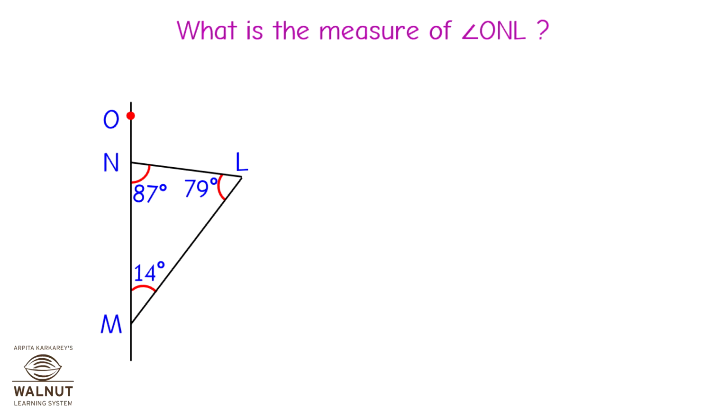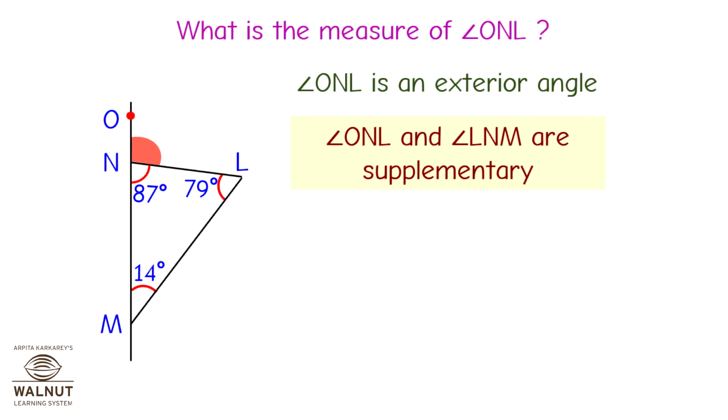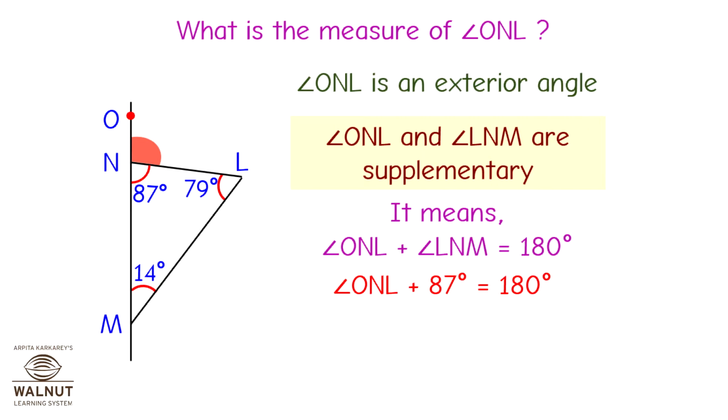What is the measure of angle ONL? Angle ONL is an exterior angle. Angle ONL and angle LNM are supplementary. It means angle ONL plus angle LNM is equal to 180 degrees. Angle ONL plus 87 degrees is equal to 180 degrees. Angle ONL is equal to 180 degrees minus 87 degrees, which is equal to 93 degrees.